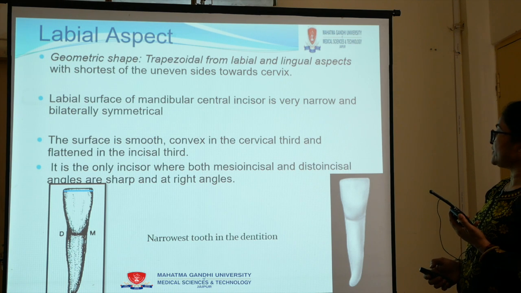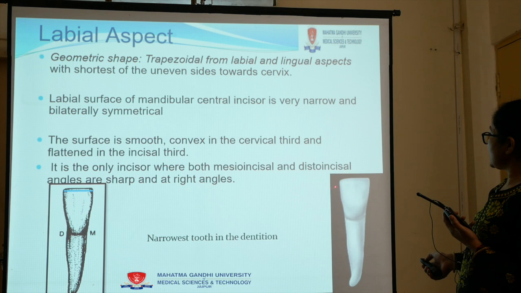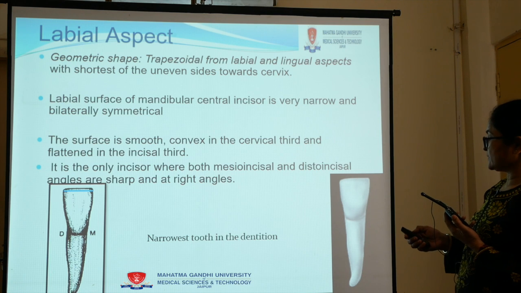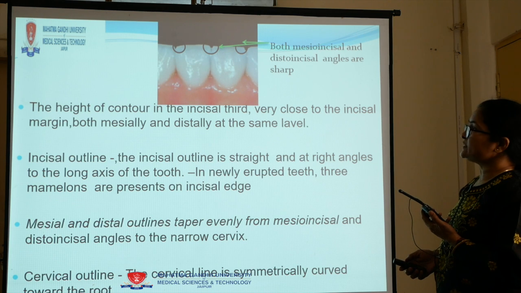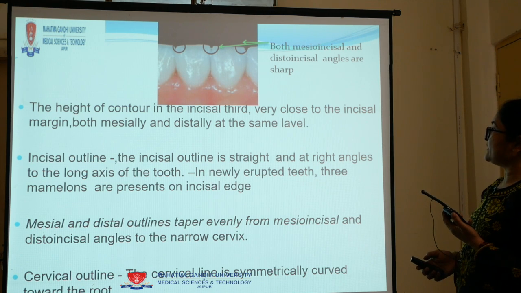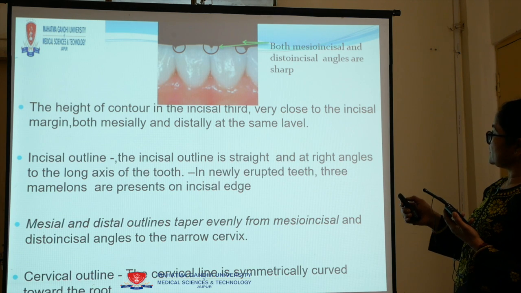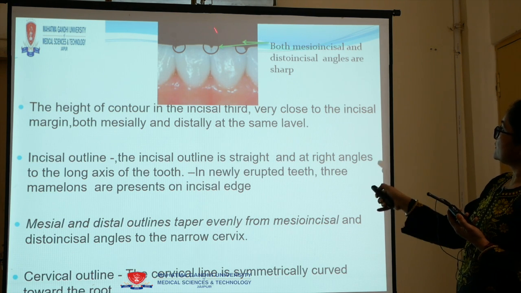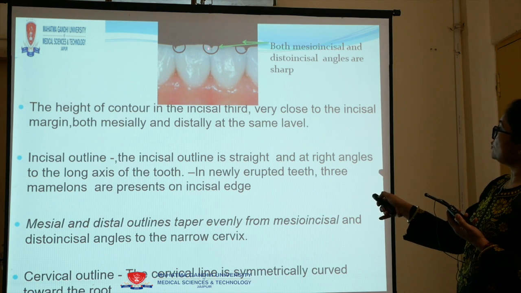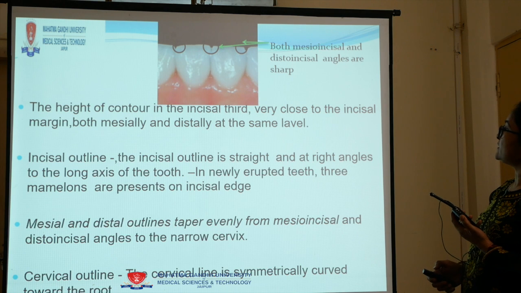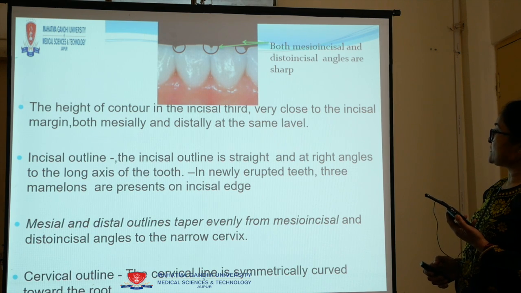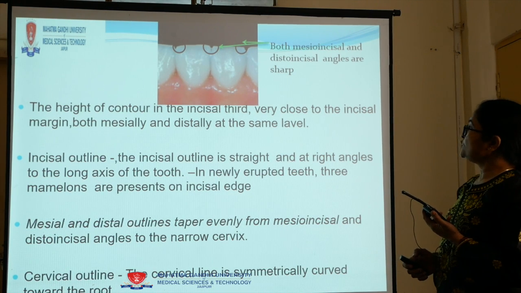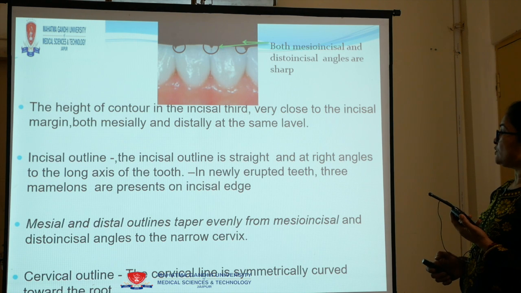It is the only incisor where both the mesioincisal and distoincisal angles are sharp. Both angles are at 90 degrees. The height of contour is present in the incisal third and is very close to the incisal margin. Both mesially and distally they are present at the same level. In this you can see the angles are both sharp and the height of contour is present at the incisal third. The incisal outline is straight and is at right angles to the long axis of the tooth. In a newly erupted tooth, 3 mamelons may be present on the incisal edge.